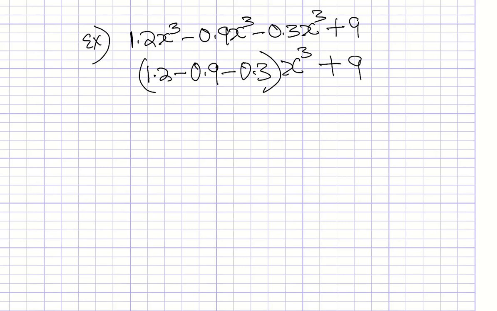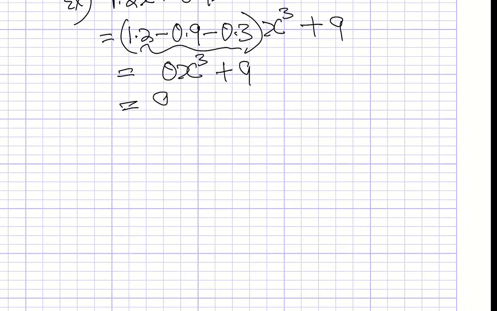Notice that. If you add 0.9 plus 0.3, both of them negative, what do you get? You get negative 1.2, and then that will cause that whole thing to be 0. You see that, right? So you have 0 times x raised to the power 3, which is the same thing as 0 plus 9. So that's the same thing as 9.